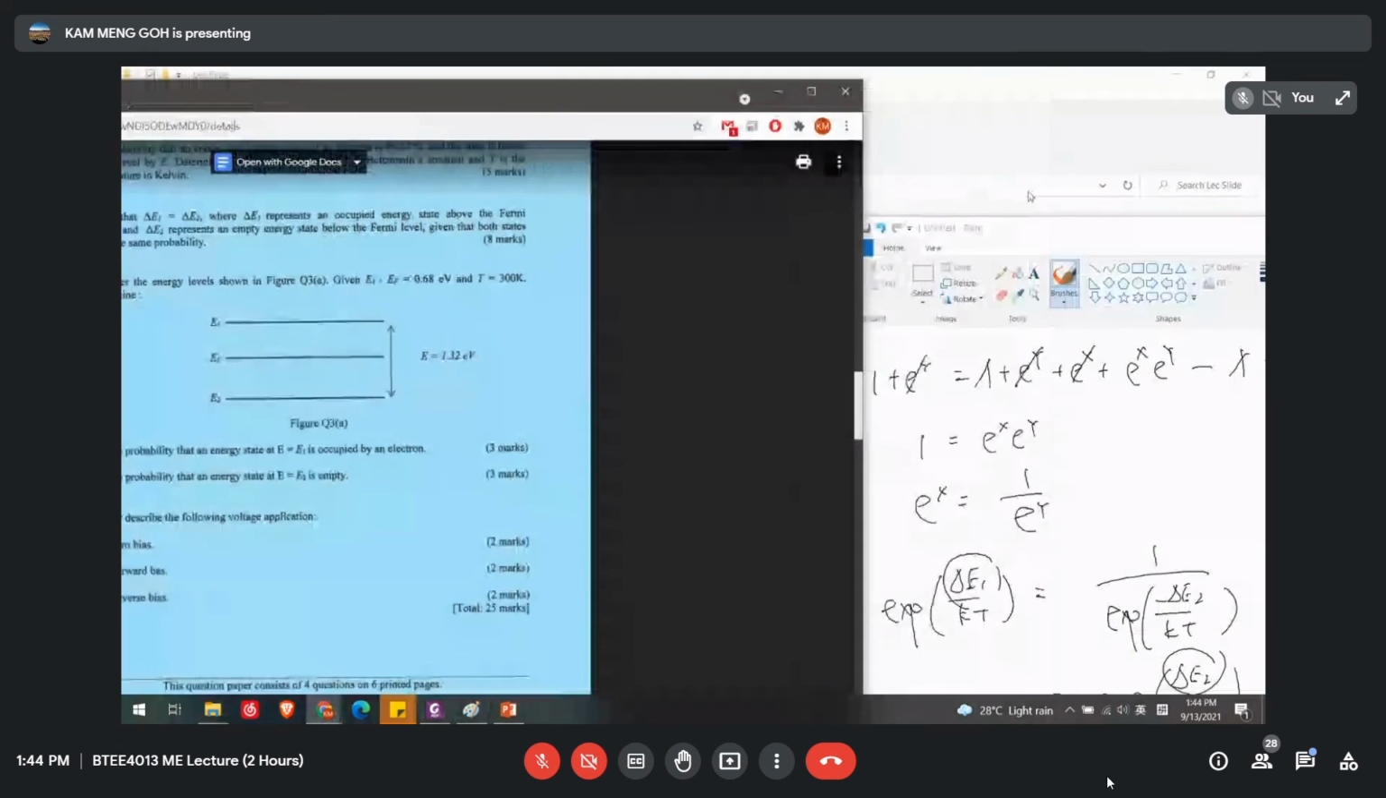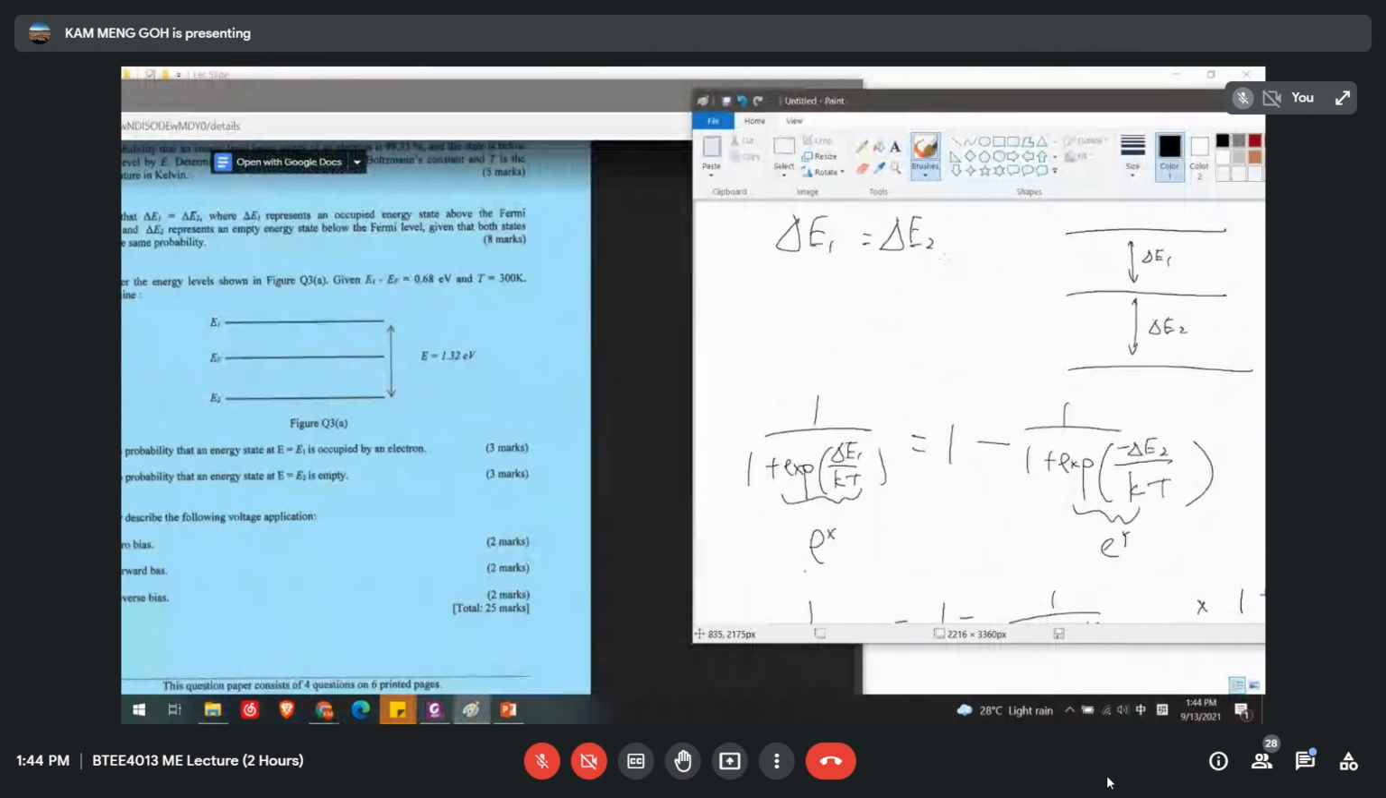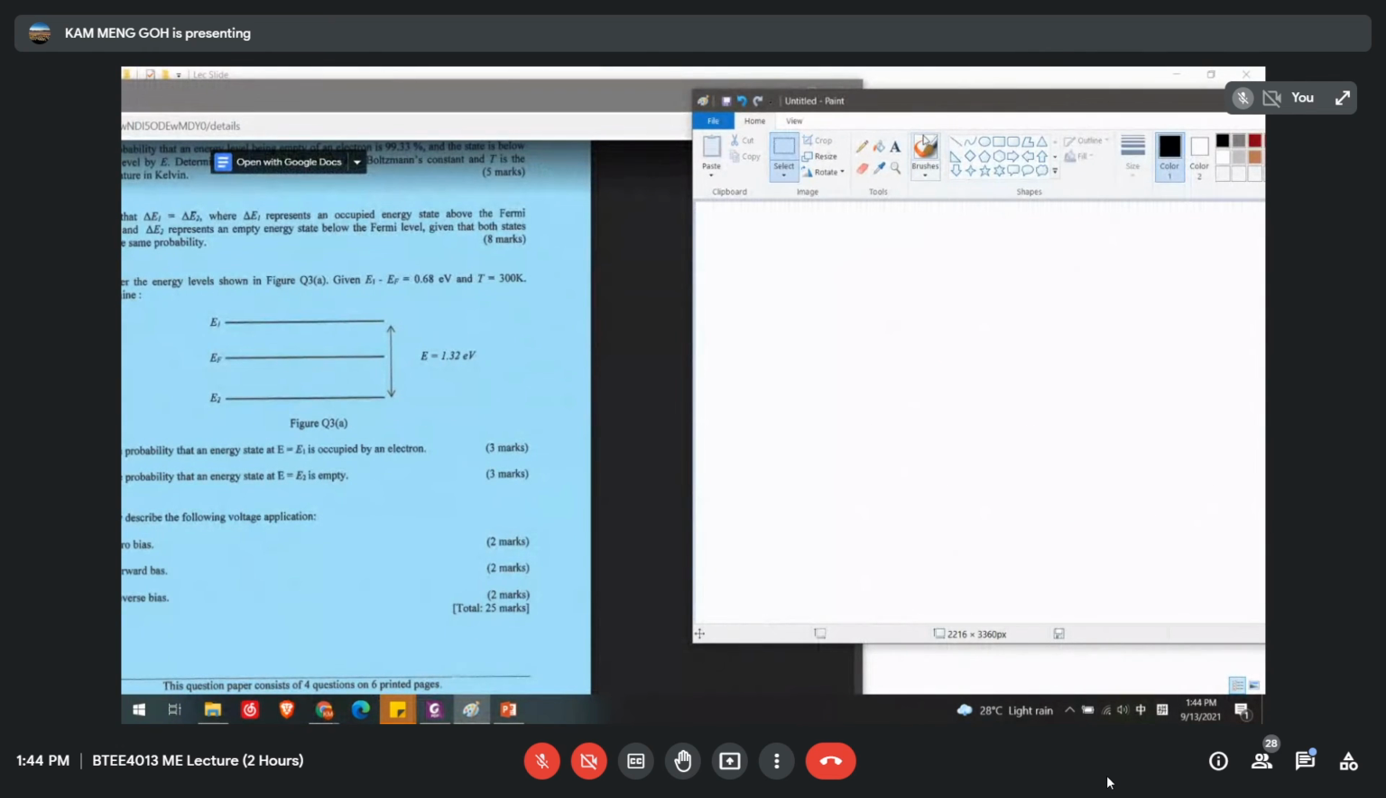So from the question, we can know that. Let me remove every single item here. Okay, E1, EF, E2. This one is the 1.32, 0.868. So the remaining one, can you calculate it? So this is the 1.32 minus 0.68.